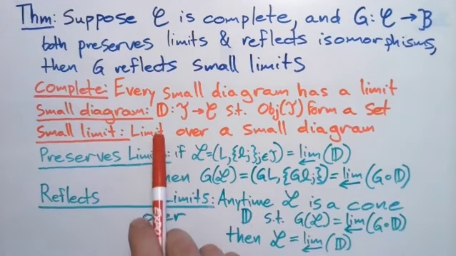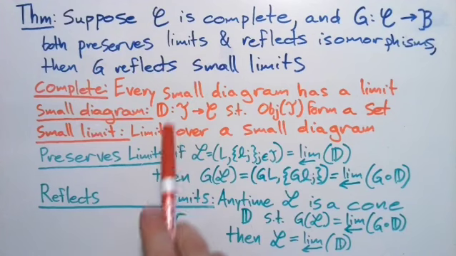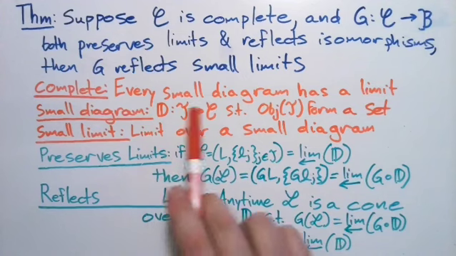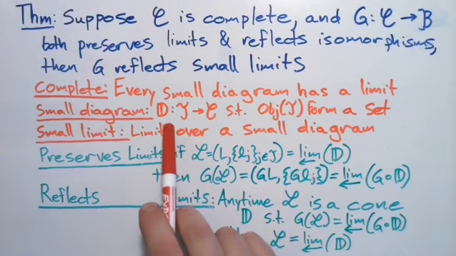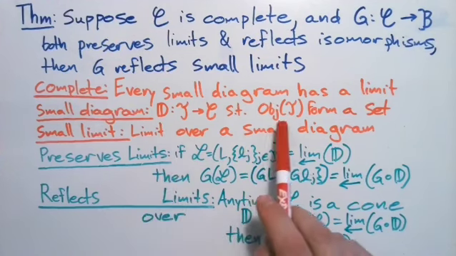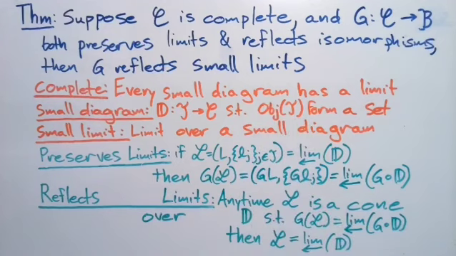So every small diagram D going from an index category J to a category C has a limit in C. And what is a small diagram then? Well, a small diagram is a diagram D where the objects of the index category J form a set. J is not large enough to form a proper class. A small limit is just a limit over a small diagram. So that's small limits here.